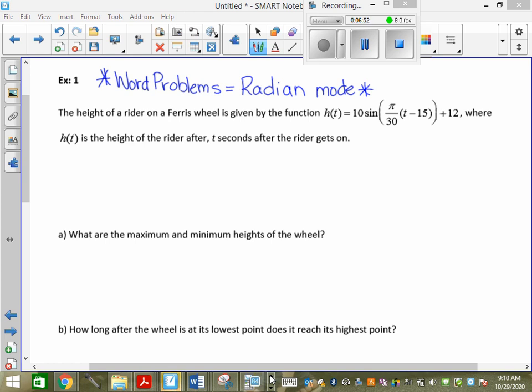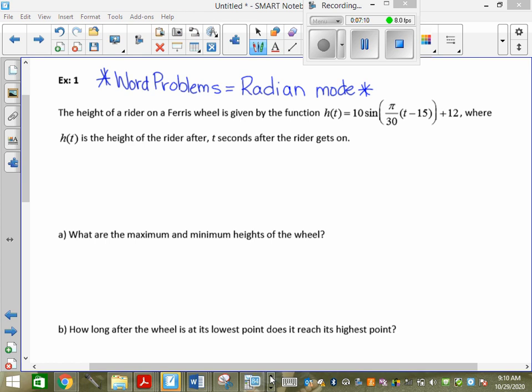Okay? So it's a Ferris wheel: h of t equals 10 sine of pi over 30 times t minus 15, plus 12, where h of t is the height of the rider t seconds after the rider gets on. I'm not answering any questions. When I get a word problem, I'm going to immediately tell all the stuff about it.